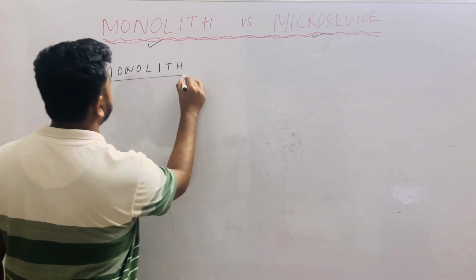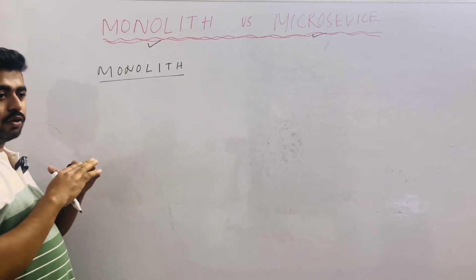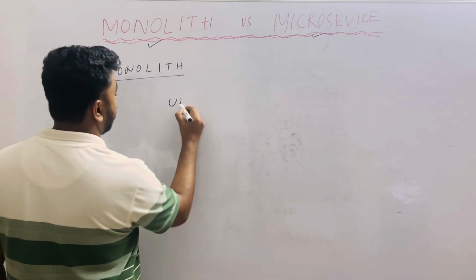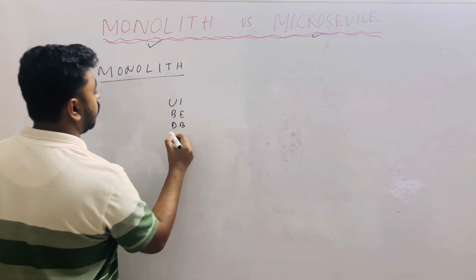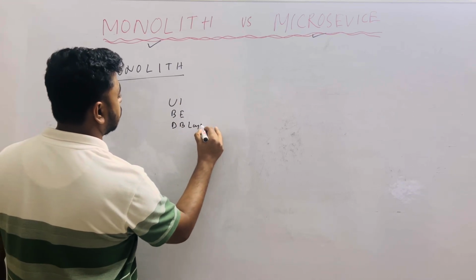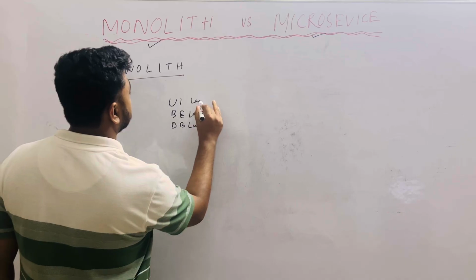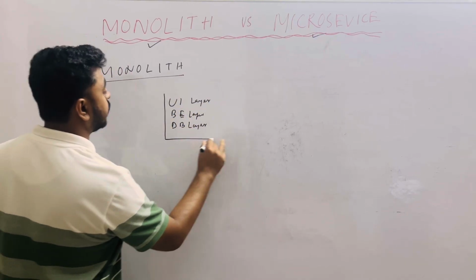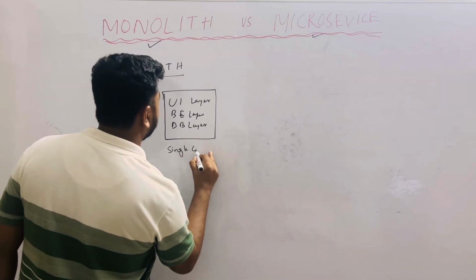Monolith architecture is nothing but, as I told you, all the code, whether it's the UI, the backend, the database layer, the business logic layer, and the UI layer, all these layers are clubbed into one single code base. Okay, one single code base.